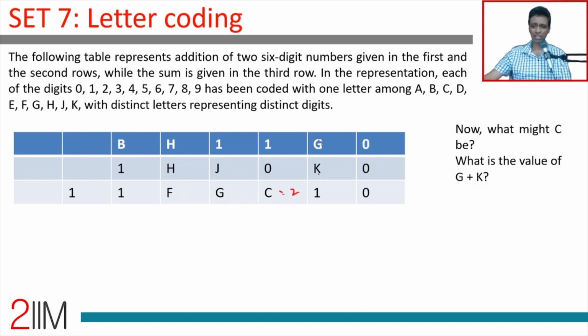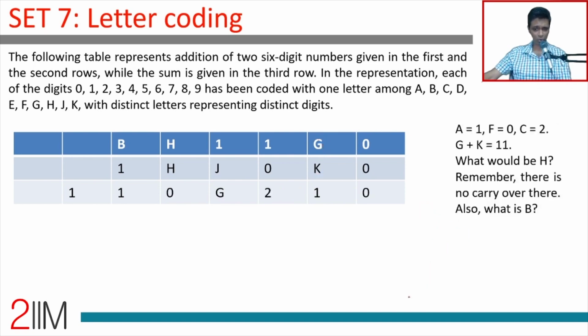What is G plus K equal to? There's a 1 here. G plus K should be 11. It could be 2 and 9, 3 and 8, 4 and 7, 5 and 6. All 4 are possible right now, but maybe we can eliminate some straight away. C is 2, so G and K cannot be 2. H is 5, so G and K cannot be 5. So can we eliminate 3, 8, 4, 7 also? I'm not able to find a 3, 8 and a 4, 7.